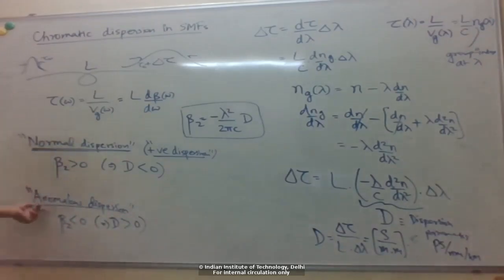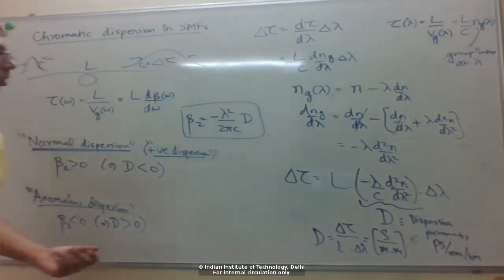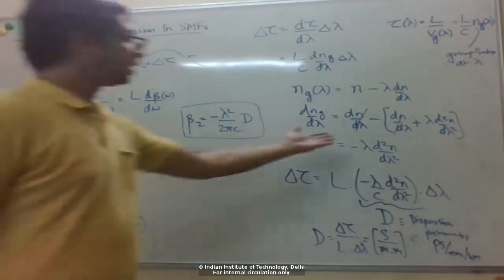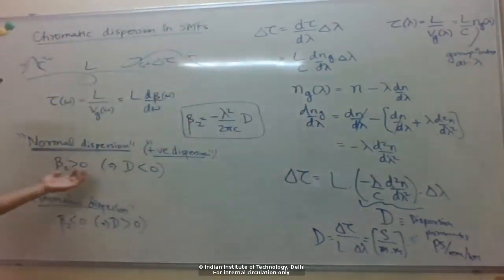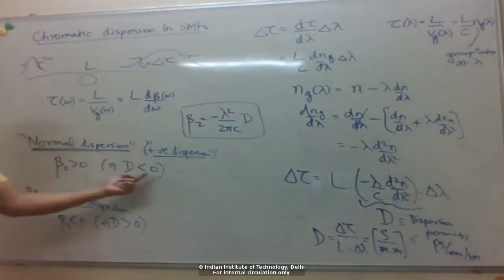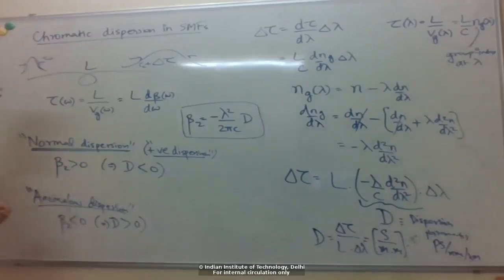Okay, normal and anomalous. So this is called anomalous because typically this is quite rare, right? If you take any material and try to calculate, for example, the refractive index as a function of wavelength, and then try to calculate beta 2, most of the time, for most materials in most wavelength ranges, you will get beta 2 to be positive, or D to be negative. So that's why it's called normal. And in rare cases, you'll get anomalous.